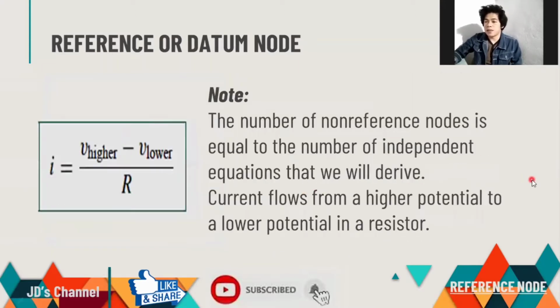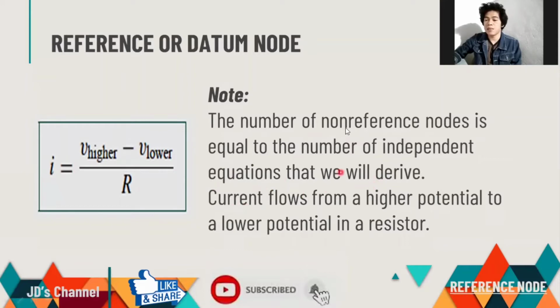So the next is, yan. So here's a note here. The number of non-reference nodes is equal to the number of independent equations that we will derive. So maya-maya, tandaan nyo lang, class, na the number of non-reference nodes is equal to the number of independent equations we will derive.